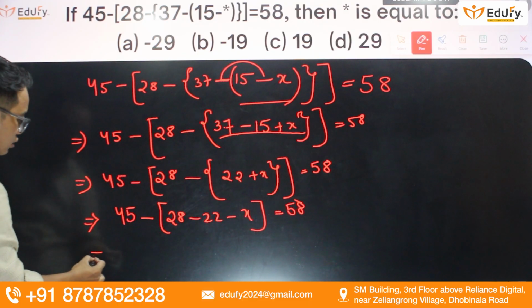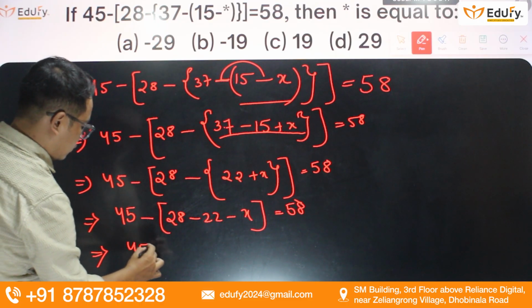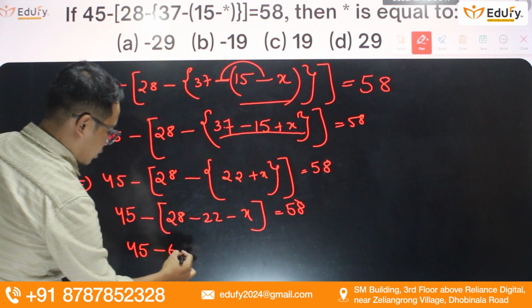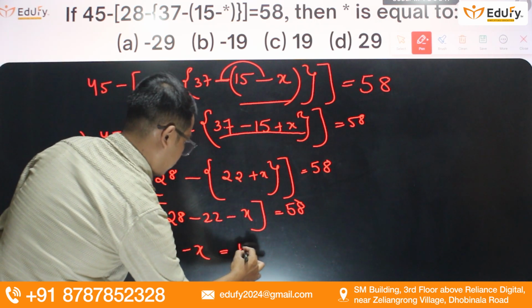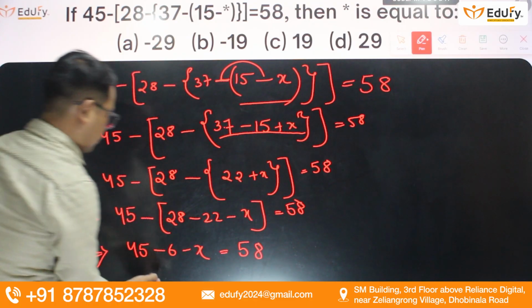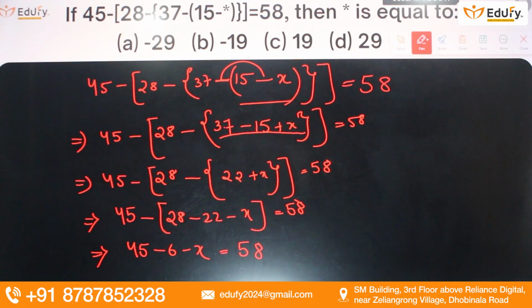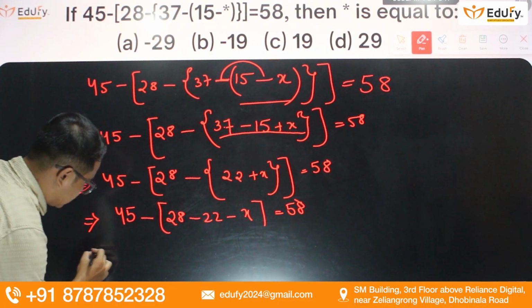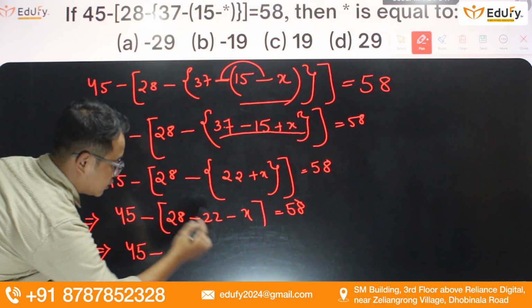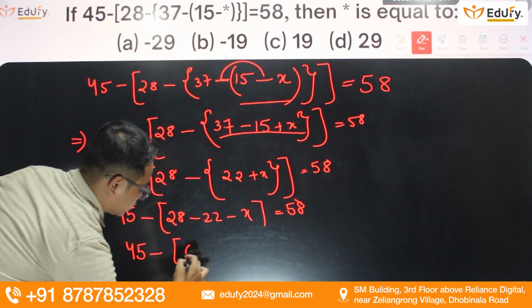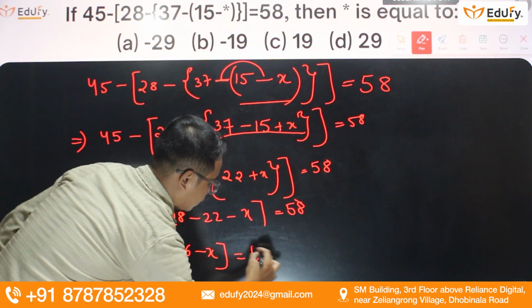Now after this, again, if I subtract these 2, I'm getting 6. So 45 minus 6 minus your x, okay, which is equal to your 58. Okay, so now if I subtract these 2, I'm getting, wait. So after this, we will go with this again. So here, this 45 minus this 2, I'll get here 6 minus your x, okay, which is equal to 58.